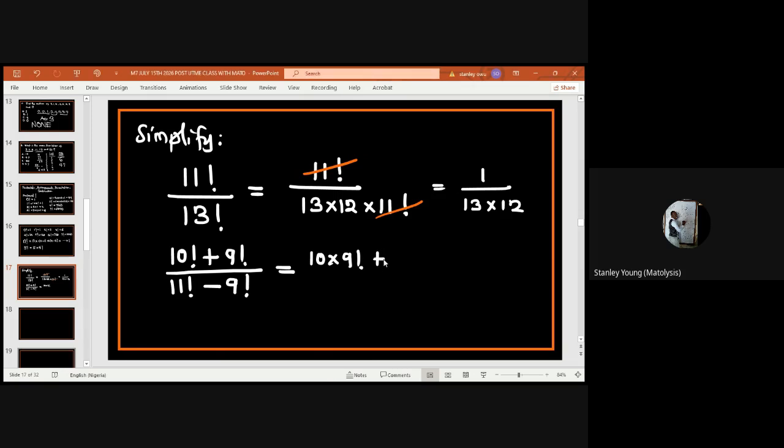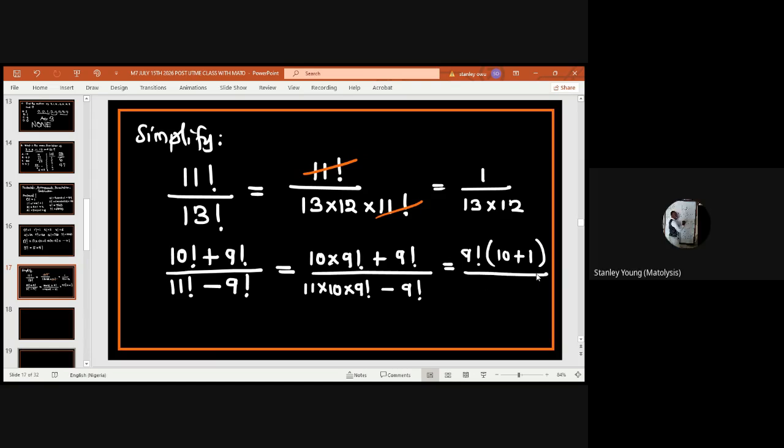Then I have plus 9 factorial divided by the 11 factorial. I will adjust it to match 9 factorial: 11 times 10 times 9 factorial, then minus 9 factorial. So 9 factorial is common. You can factor it out from the top. 9 factorial will be left with 10 plus 1. Do you agree that if we bring out 9 factorial, we'll have 10 plus 1 in the bracket? Yes, sir.